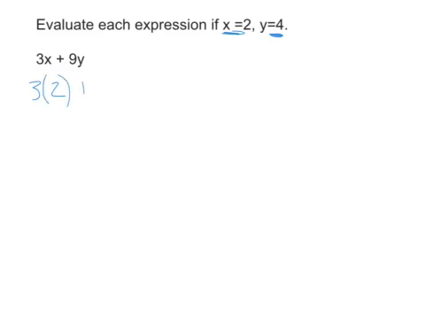Then you're going to bring down the plus, and then we have 9y, same thing, the 9 and the y are right beside each other. So we're going to bring down this 9, and in place of y we're going to put a 4. But that 9 and y are right beside each other, so that means you're multiplying the 9 and the y. So we're going to put parentheses here. Now we're going to use our order of operations.